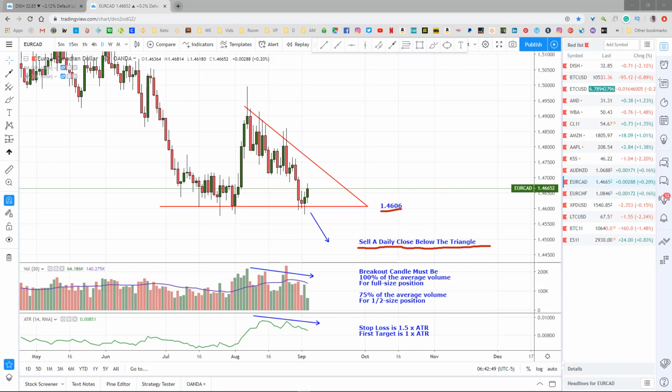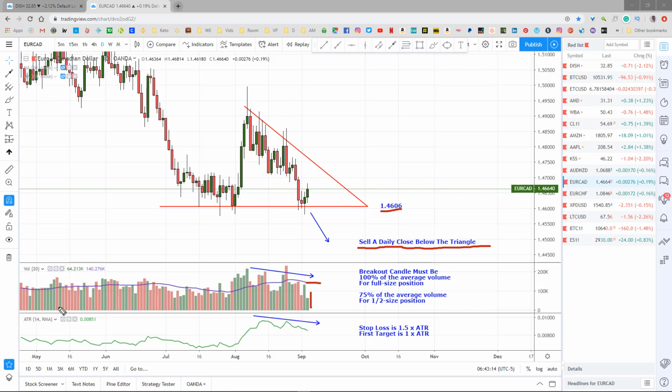On the breaking candle, to enter a full-size position, I want to see this volume bar reach up to this volume average right here or beyond. If it doesn't reach the average but does at least reach 75% of the average volume, I will open a half-size position to reduce risk.